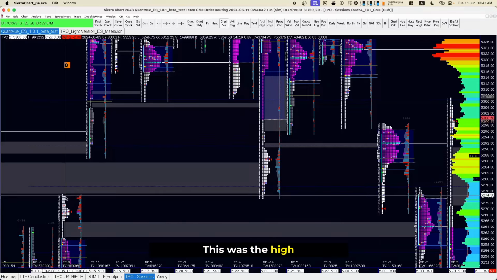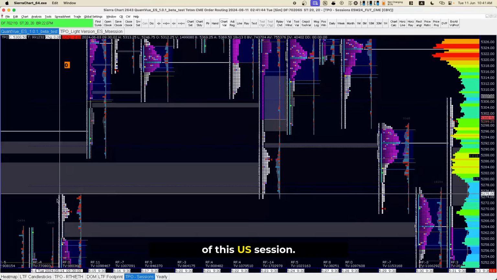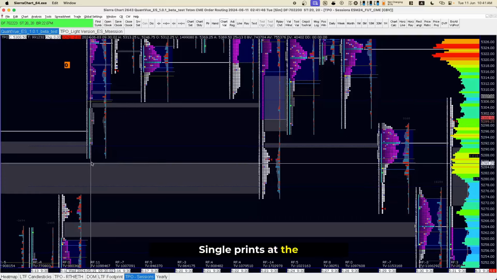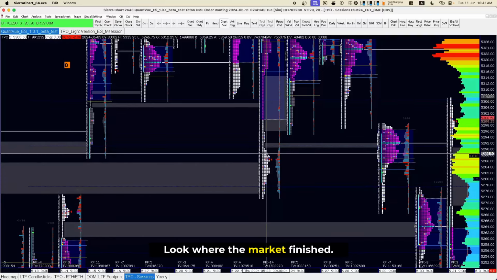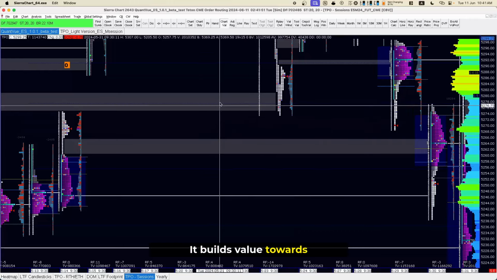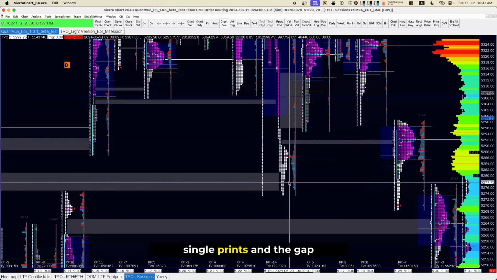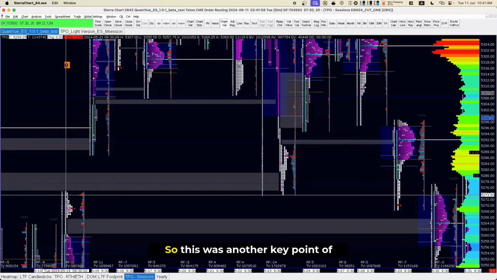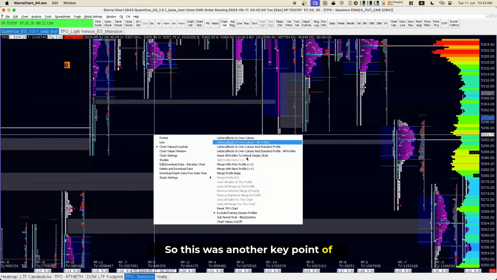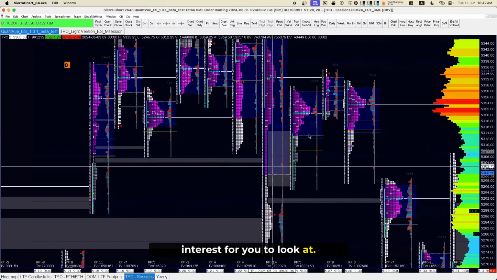Again, this was the high of this US session. Single prints at the gap right here. Look where the market finished. Okay, it built value towards this area right here and returned to fill the single prints and the gap towards this high. So this was another key point of interest for you to look at.